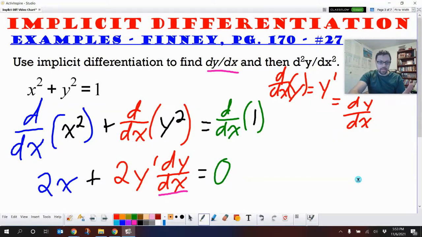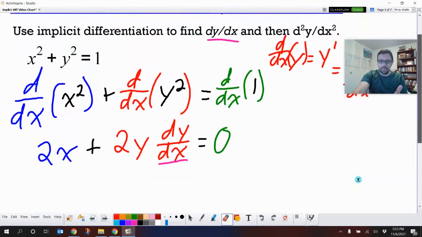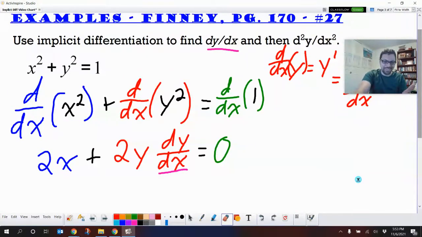I don't know why there's a tick there. There shouldn't be a tick there. If you're thinking that's like a y prime, oh, that's a 1. That's the exponent of 1. Okay. So we want to get that dy dx by itself in order to figure out what dy over dx equals.